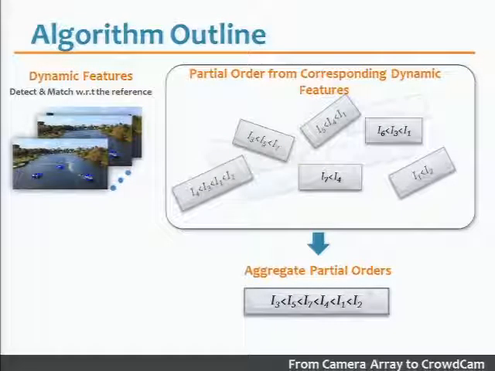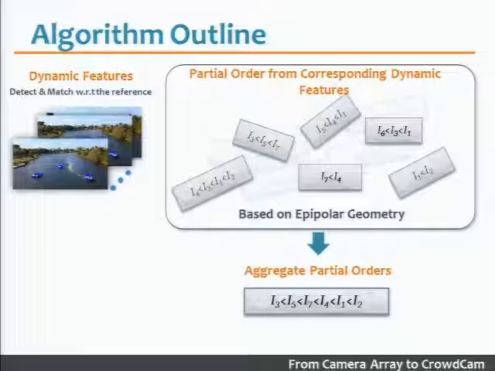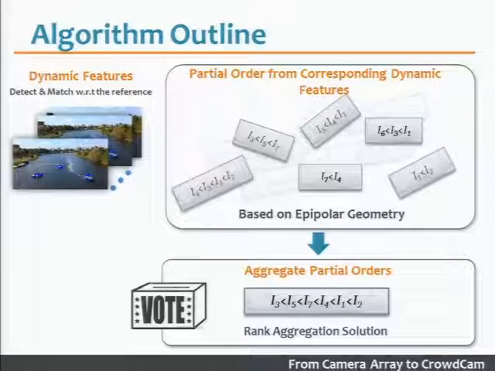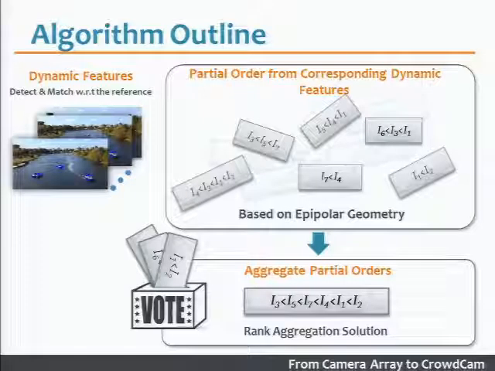So first, I will talk about how for each set of corresponding features we compute the partial order. And this is done using geometry. And the second part, I will talk about how we do this aggregation. And we use something that I hope will be useful for other things in computer vision, rank aggregation. It was used to rank web pages. And we treat each of these partial orders as a vote. So we'll talk about this part later.